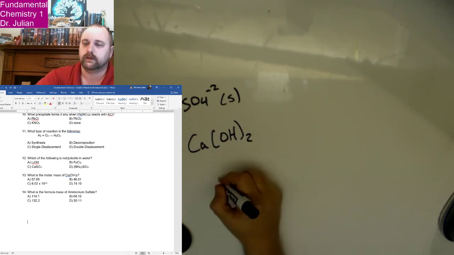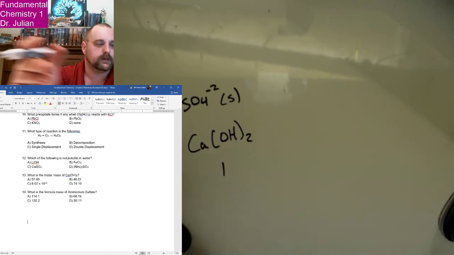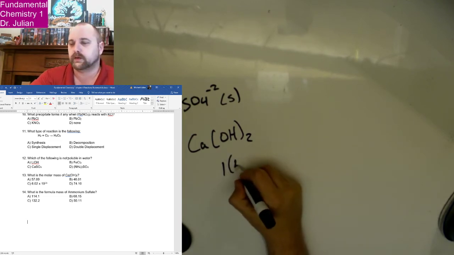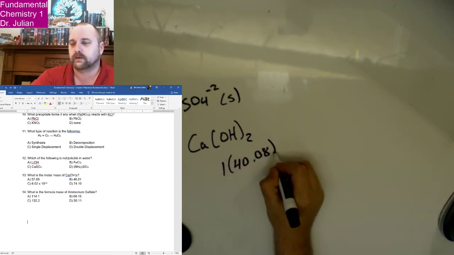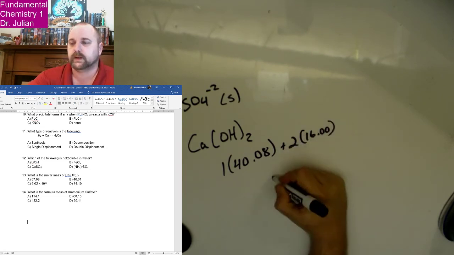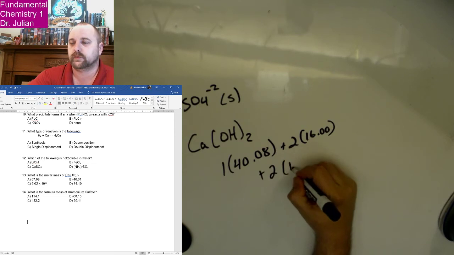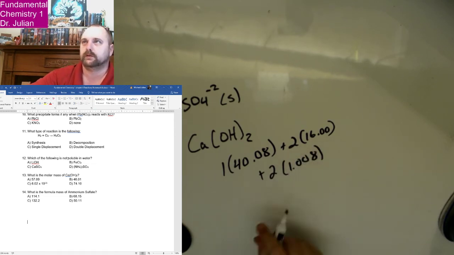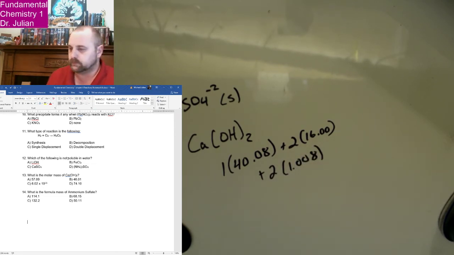Well, that's not too bad. 1 times Ca, calcium, is 40.08, plus 2 times my 16, because I got 2 of those, plus 2 times 1.008. I distributed that too. So 40 plus 32 is 72, plus 2, 74. And D. There we go. Okay. Or we can type it in, but we eyeball it.